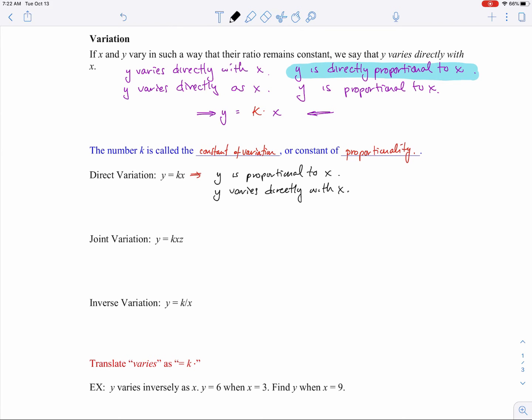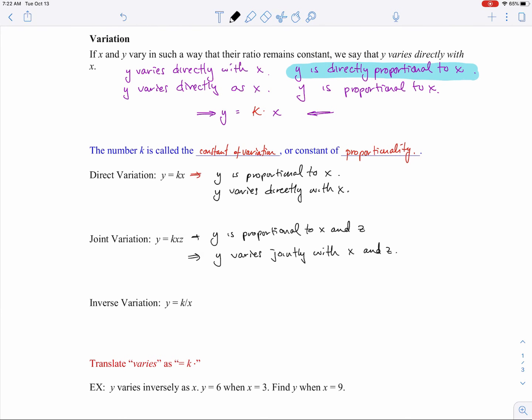You have joint variation, which is basically the same thing, but it involves more than one variable. In this case, just two variables, but you might see something like y is proportional to x and z, or y varies jointly with x and z.